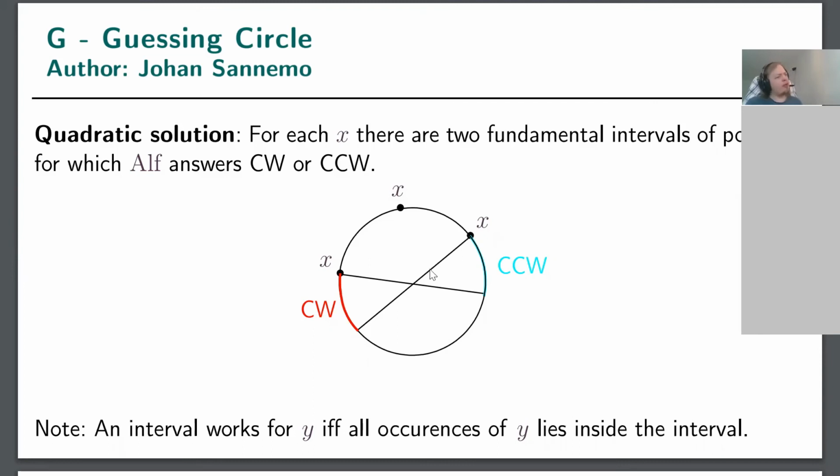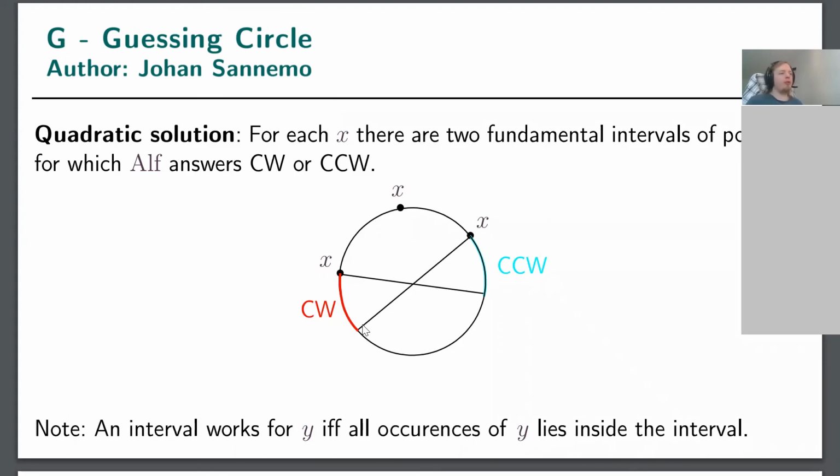Then if you think about it, there are two really interesting intervals here. One interval I would call clockwise, and one interval I would call counterclockwise. The idea is basically that if some y exists here, then if you ask the query xy, it has to point up to say clockwise. And same thing here, if you ask for some y that only exists here, it has to answer counterclockwise. And if a y exists somewhere outside, then alpha can answer whatever it wants and you will not get any information from it. So there are these two really interesting intervals for every x, and you find them by cutting through the center of the circle.